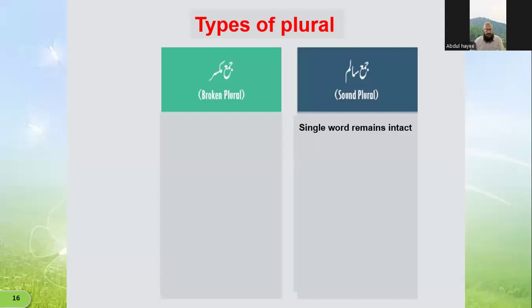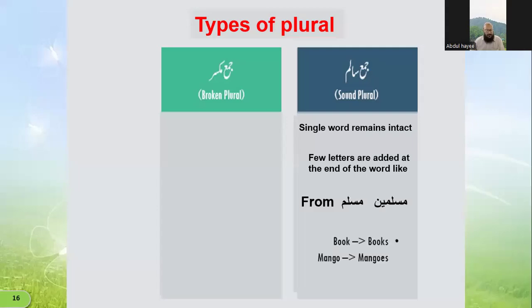A single word remains intact, and a few letters are added at the end of the word. From Muslim, we say Muslimin; ya noon has been added. We also do the same in English. From book, we say books, we add S. From mango, we say mangoes, we add ES. In the same way, we add ya noon or wa noon to make a jama salim.